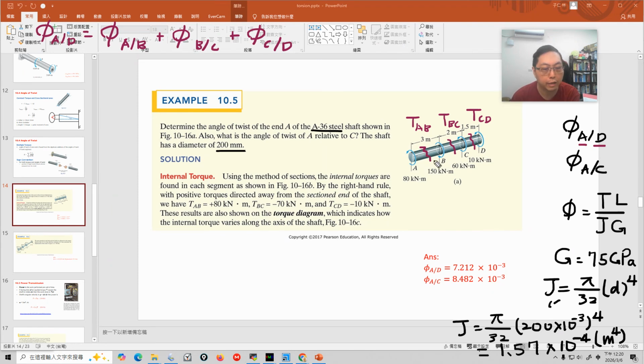So how do we calculate the angle of twist in these three sections? We use the cross section method. After cutting sections, we use rigid body equilibrium to calculate the local torques, such as TAB, TBC and TCD. Let me draw the cross section here. Just wait for me.